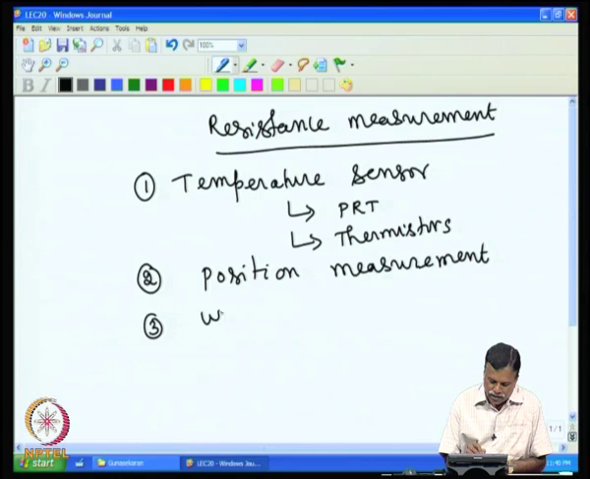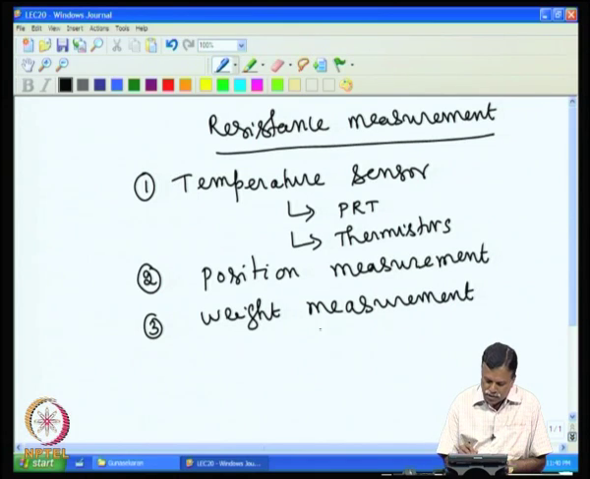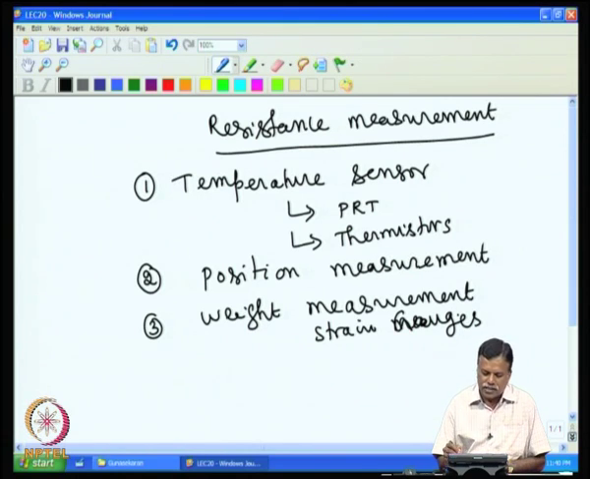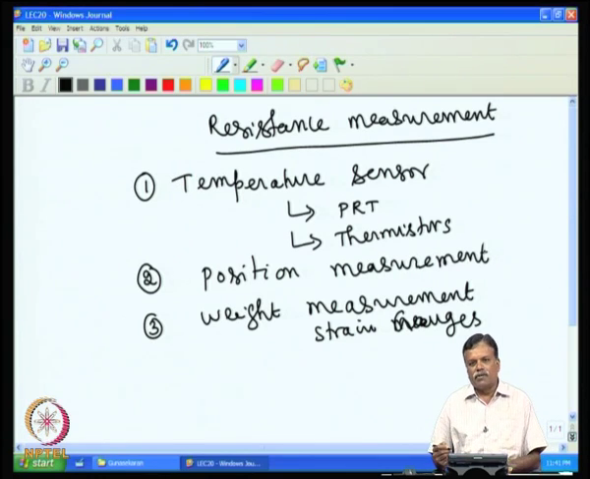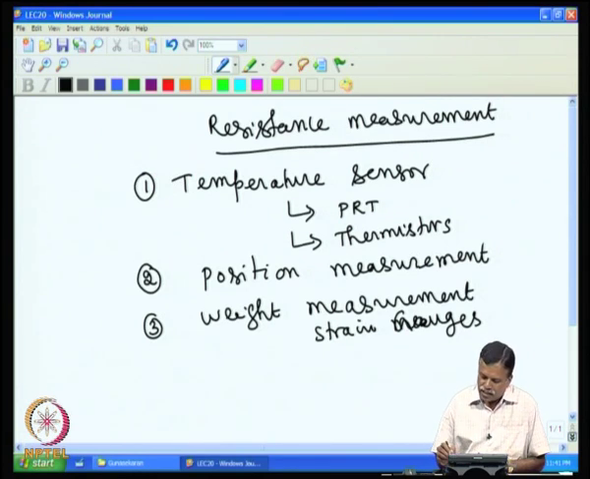for weight measurement we use strain gauges. They are basically resistance sensors, and again the resistance change is used to measure the weight or the strain. In position measurement we use potentiometers, and there are temperature sensors like that. We have very many resistance sensors. So, we will see how to make a signal conditioner for general resistance sensors.